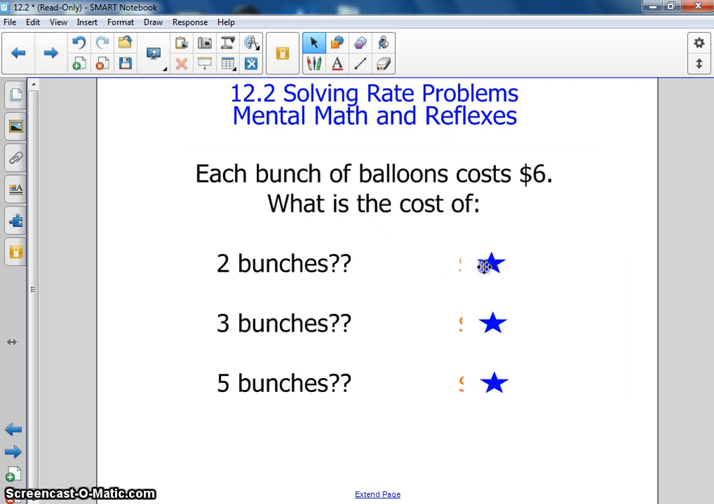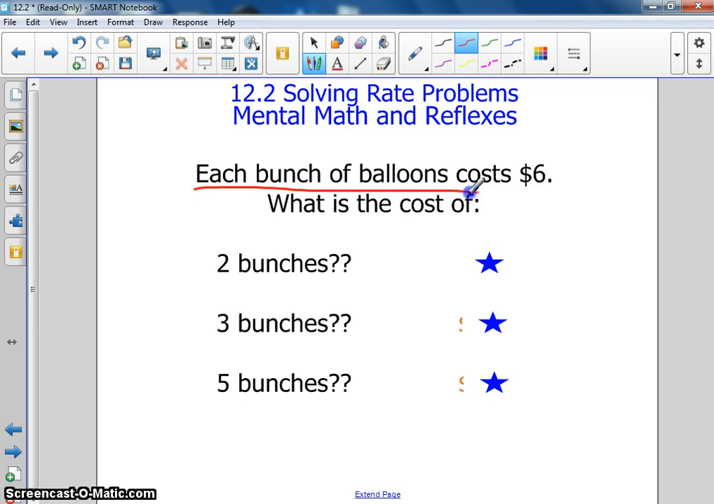Okay? So for instance, a bunch of balloons costs $6. This is what I call the unit rate. 1 unit, what does it cost? And that's what we ultimately want to figure out. What does 1 unit cost?